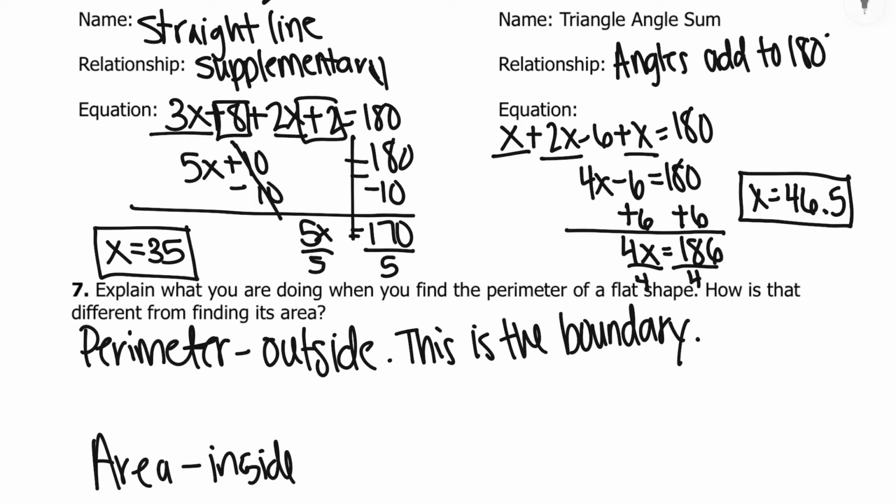Perimeter is one-dimensional. Area is two-dimensional. So what I mean by that is perimeter, you're finding lengths of each piece on the outside, and area, you're finding length times width, base times height, things like that. So like area of a triangle is 1/2 base times height. You're doing 2 dimensions.